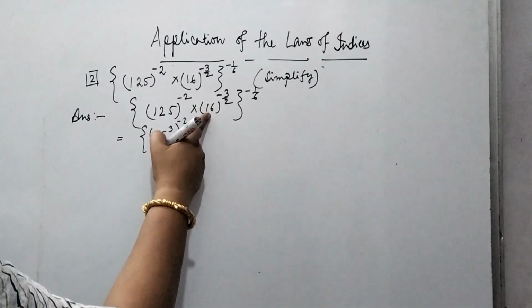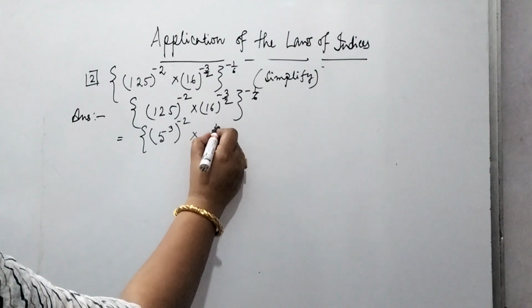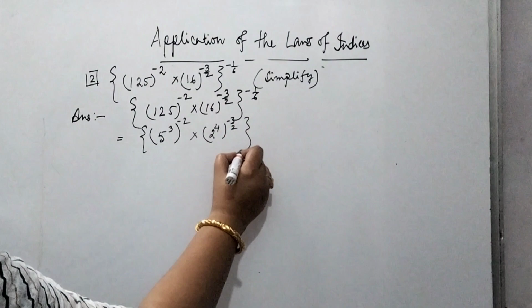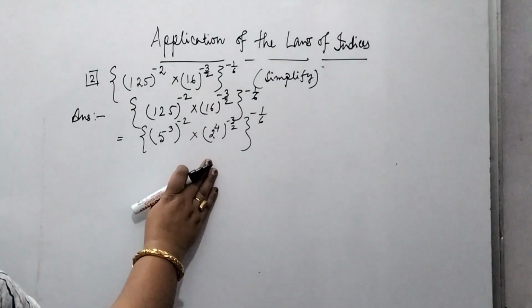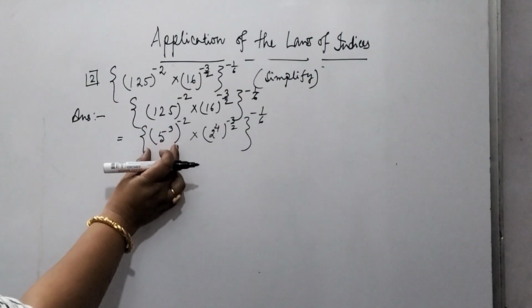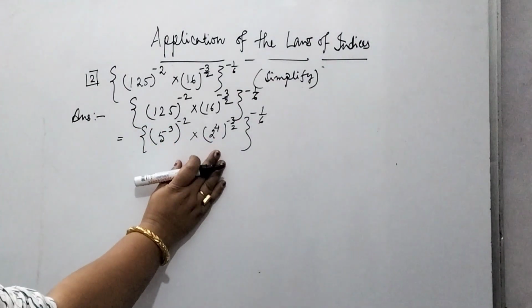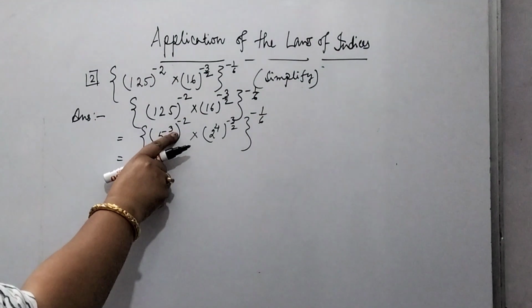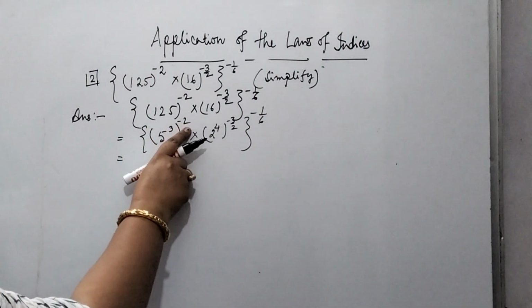And also this 16 can be represented as 2 to the power 4, minus 3 by 2 and whole to the power minus 1 by 6, right? So in this step, we have just broken the terms as the power of the prime bases. Okay, so now look students, this 5 to the power 3 whole to the power minus 2.